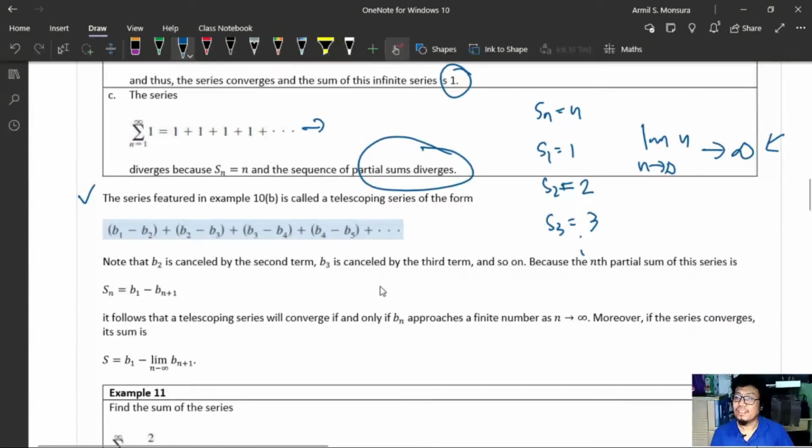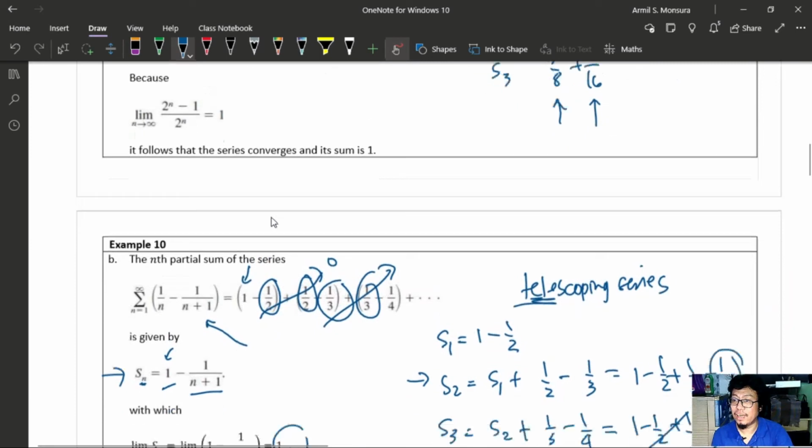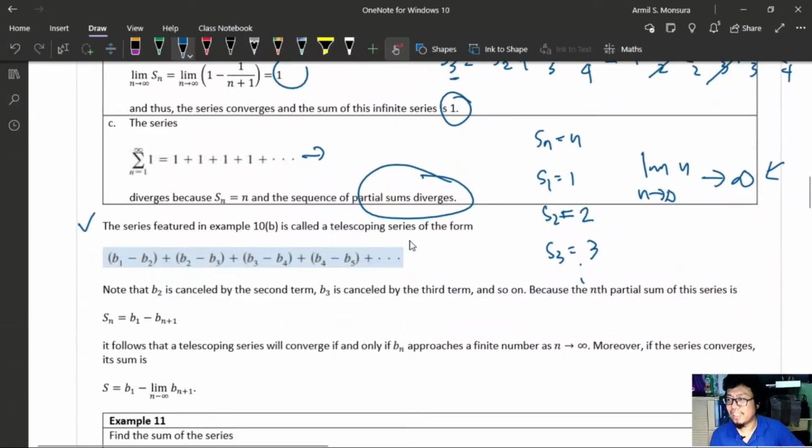Now, so again, the series featured in example 10b, this is simply example 10b pala, is called a telescoping series of the form b1 minus b2 plus b2 minus b3. Again, a feature of the telescoping series is that middle terms tend to be cancelled each other out. Okay, so the sum of a telescoping series would exist if, number 1, the nth term or n plus 1 term would actually have a limit. It actually would converge.